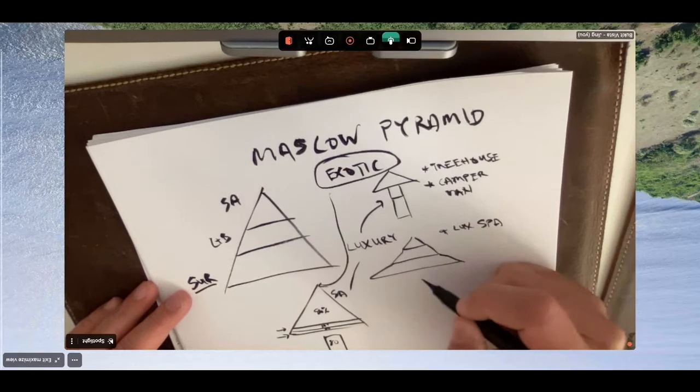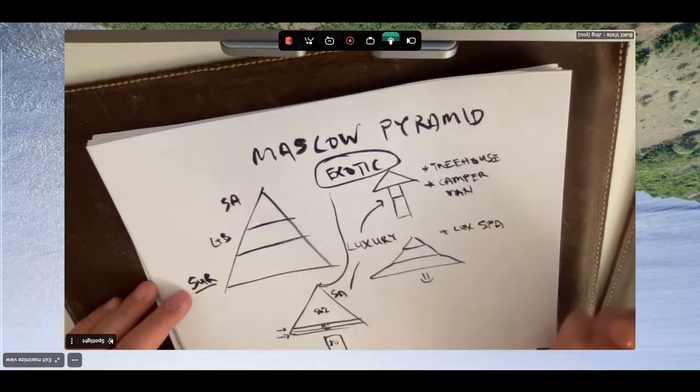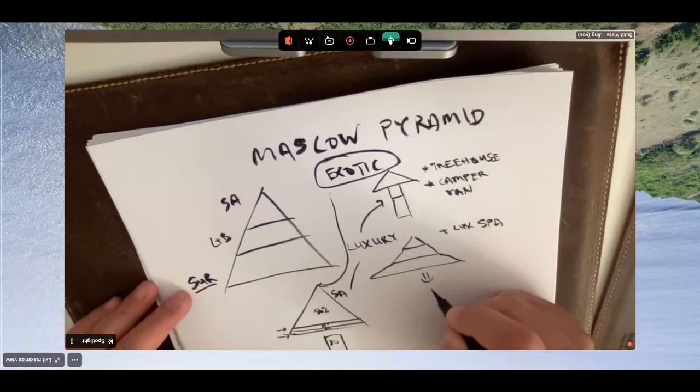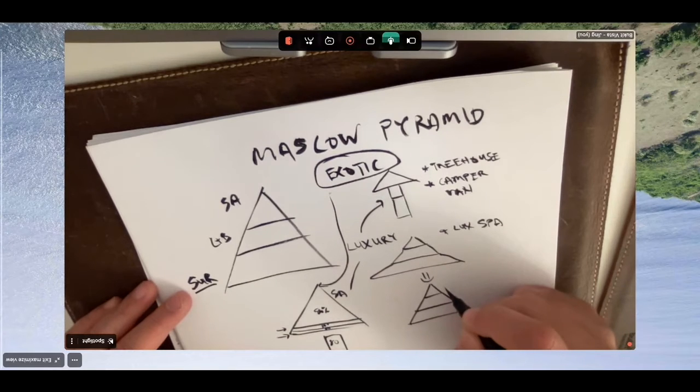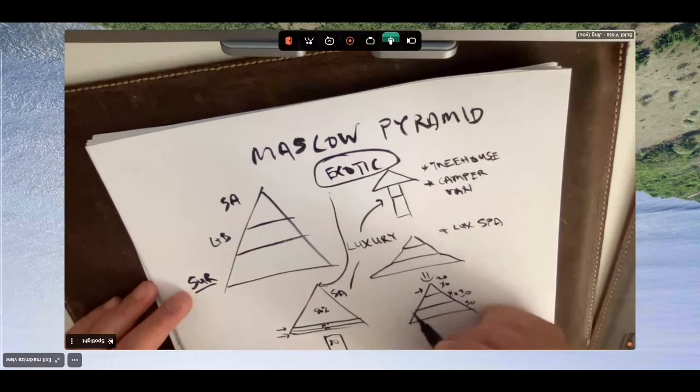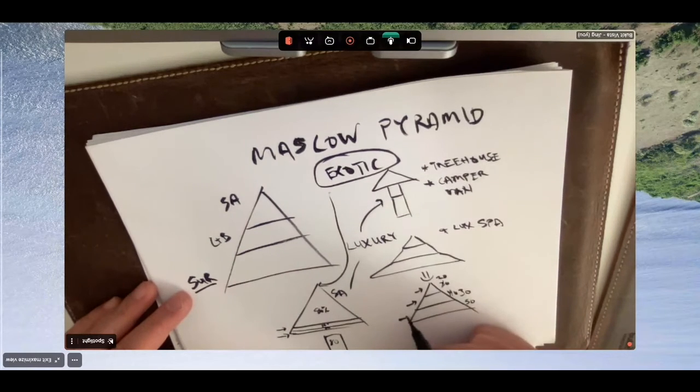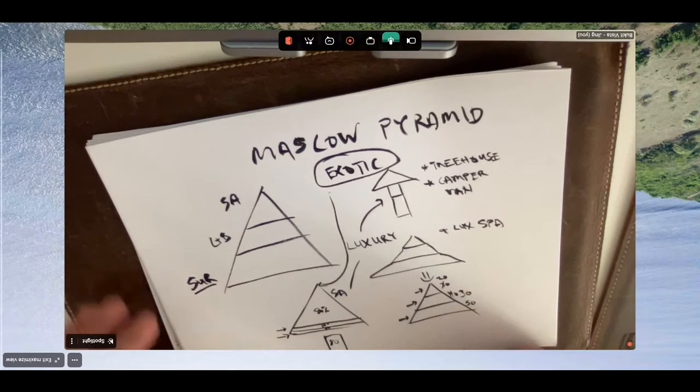Okay, so luxury. How would you translate luxury into the other type of pyramid? Well, luxury is pretty well balanced, right? So if you translate it into the pyramid look, it would probably look like, let's call this maybe 20, 30, and 50%, right? So 20% up at the top in self-actualization, 30% in love and belonging, and maybe 50% in survival.